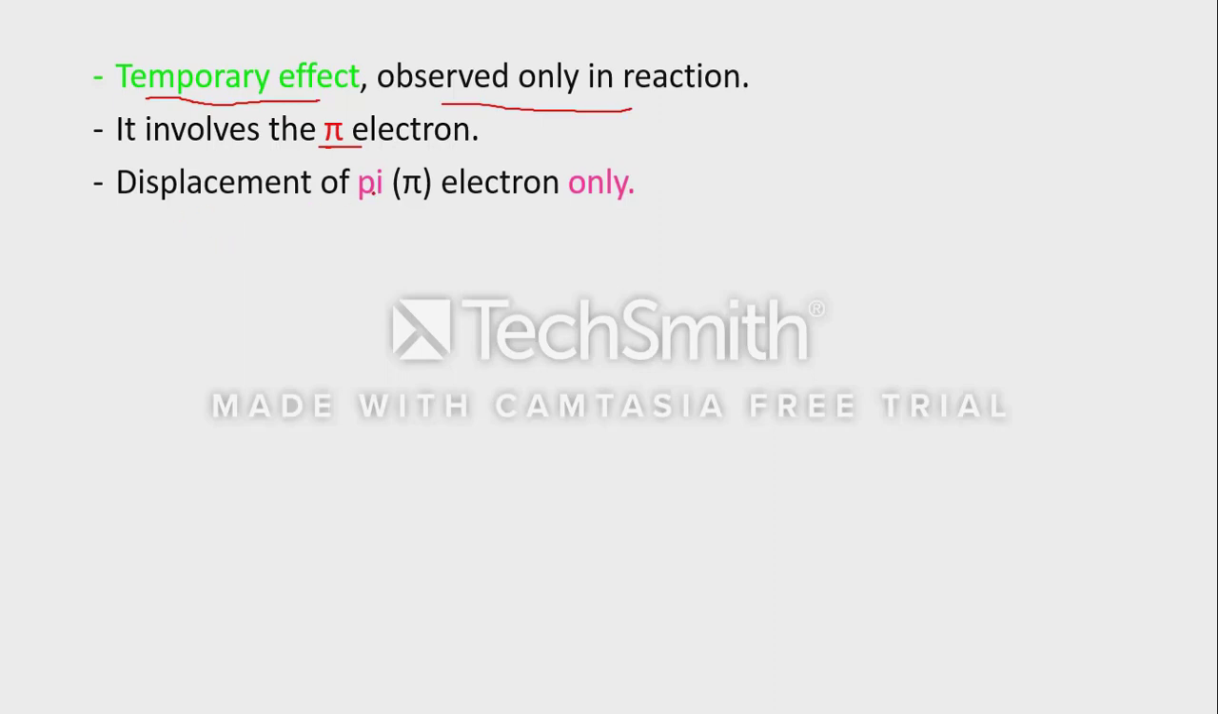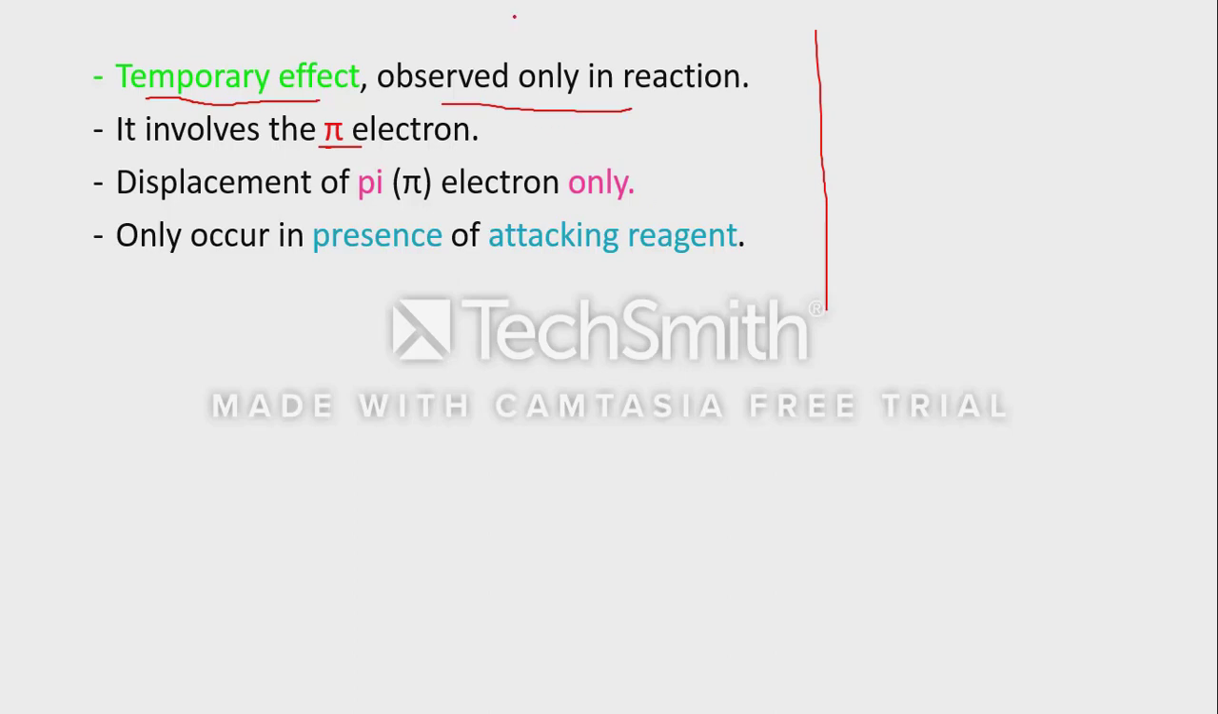Third, displacement of pi electrons only. In the electromeric effect, the displacement of pi electrons occurs only in the presence of an attacking reagent.